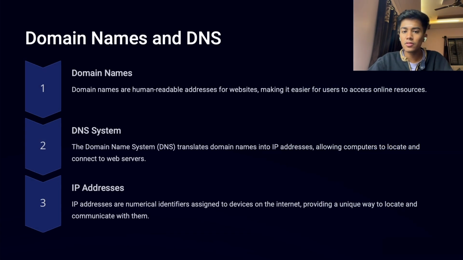But how does the browser find the server? That's where domain names and DNS come in. A domain name is a human-friendly address of a website like www.youtube.com instead of typing a long, confusing series of numbers. You use a simple name that's easy to remember, like youtube.com. Behind the scenes, DNS, the Domain Name System, works like the internet's phone book. It translates the domain name into an IP address, which is the unique numerical address of the web server.